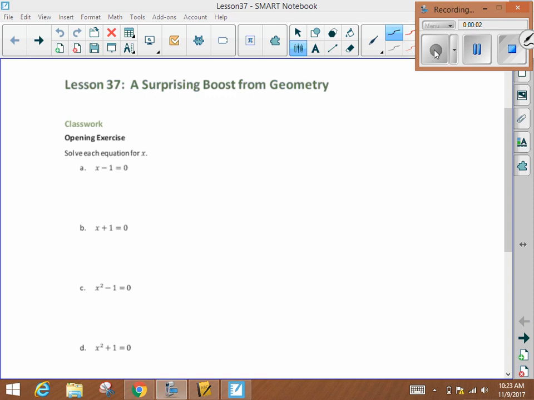Lesson 37. We'll talk about complex numbers. They're imaginary. We'll talk about the complex plane. It's very nice. You can graph them. It's good because the problem we had before was that we would have a quadratic and come up with an answer. Well, let's have a look at this.